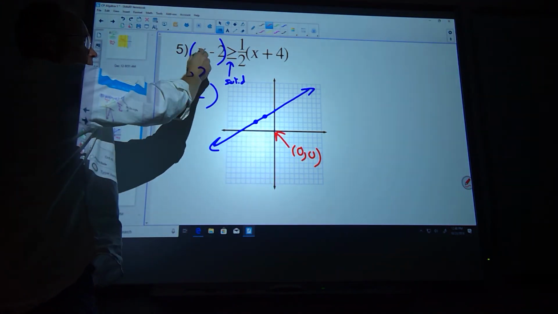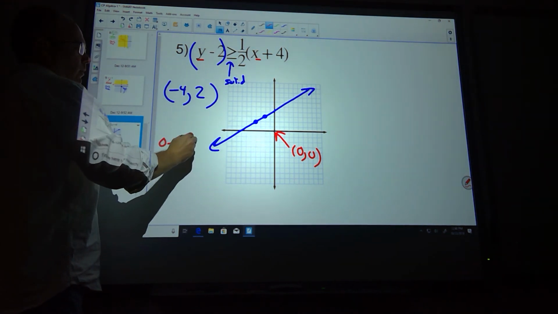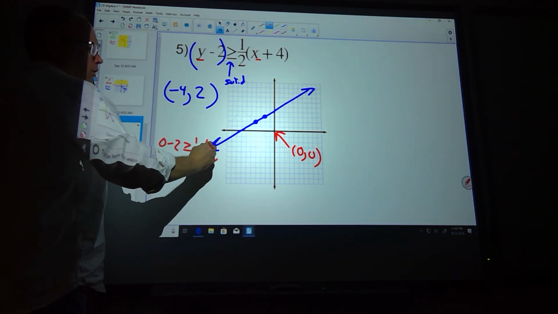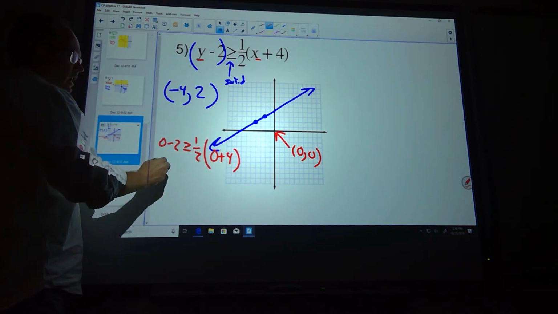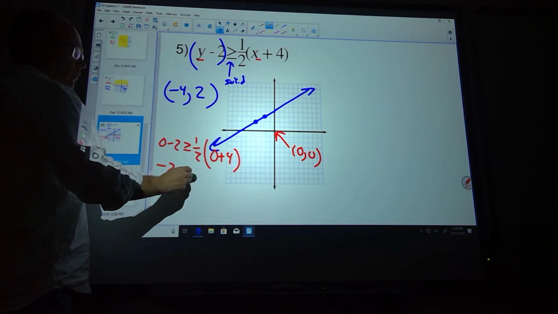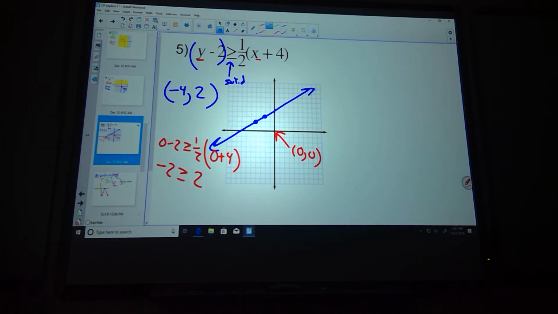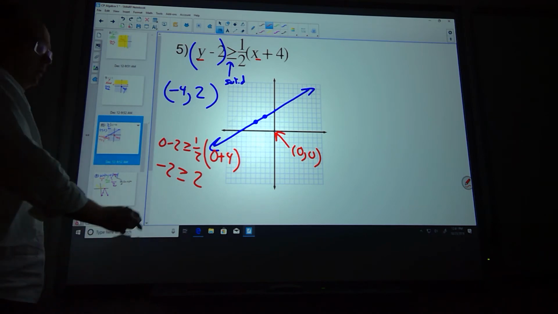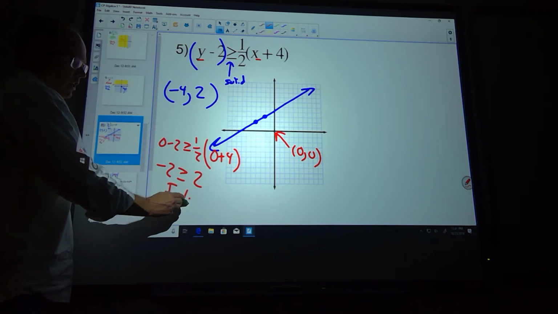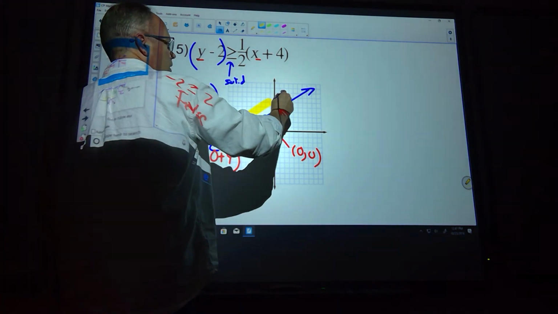So 0, 0 is a good test point right here because it's underneath the line. If I take 0, 0 and plug it in here and here, I'm going to get 0 minus 2 is greater than or equal to 1/2 (0 plus 4). So -2 is greater than or equal to 4, half of 4 is 2. Is -2 greater than or equal to +2? No, that's false. So I shade the side opposite of where the line is.